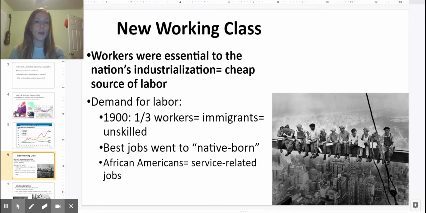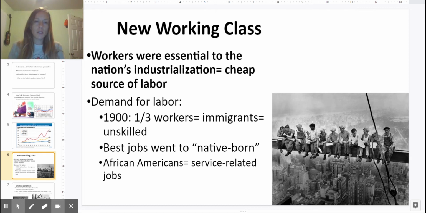And so a large source of this cheap labor is going to be from immigrants. So in the early 1900s and the late 1800s, that's when there is a huge wave of immigration to the United States, largely from Southern and Eastern Europe, also from China and some from Mexico too. And so these immigrants are going to work in the unskilled labor market.